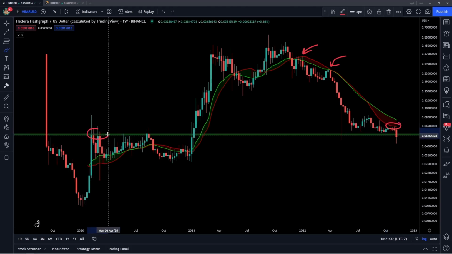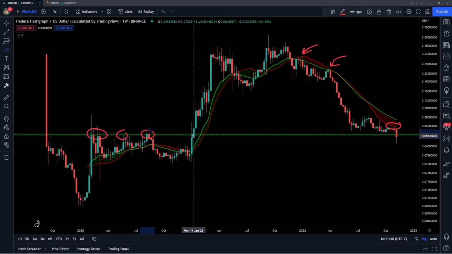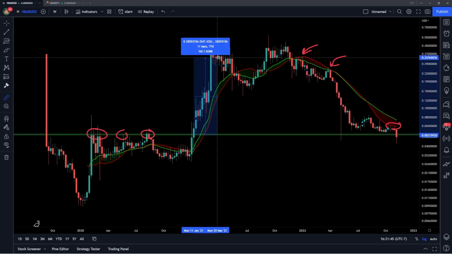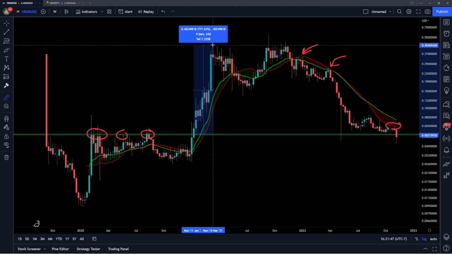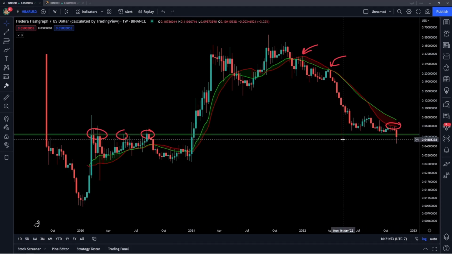Going back here to February of 2020, we had 2 key rejections off this level, and then we continued to reject throughout May as well as August. And eventually, when HBAR did break back above this level, it had a really huge move up. And from the breakout point, in just the following 9 weeks, HBAR actually went up around 800%. So that tells me that this is a very significant level, and the fact that we're retesting this for the second time since that May capitulation is pretty significant.